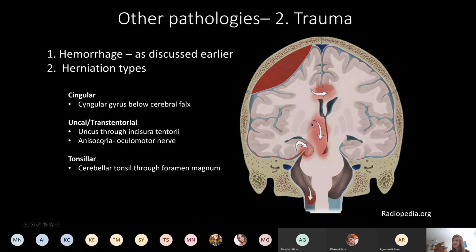And the third type of herniation is pretty bad. That's when the cerebellar tonsil goes through the foramen magnum, and the problem is that it compresses the brainstem, and all the vegetative, all this breathing center is in there, so the patient actually dies when this happens. So you need to know about these.